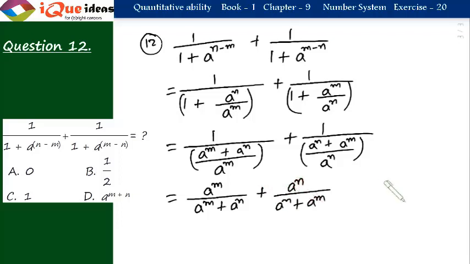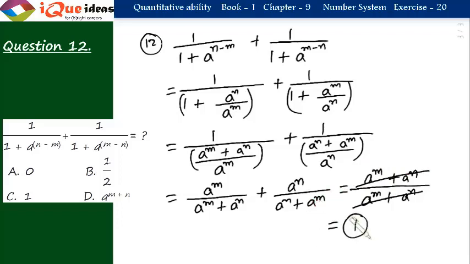As you can see, the denominators are same. So take LCM as a raised to m plus a raised to n. From the first one, in numerator you will get a raised to m plus a raised to n. So it becomes same, so that you can cancel and you get the answer as 1. So answer of the question is 1.